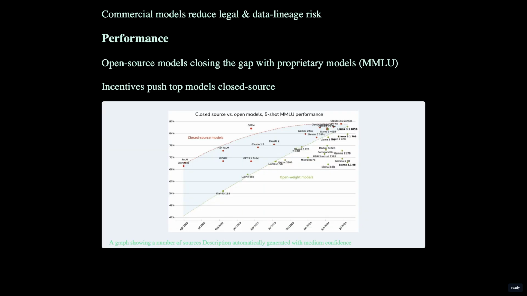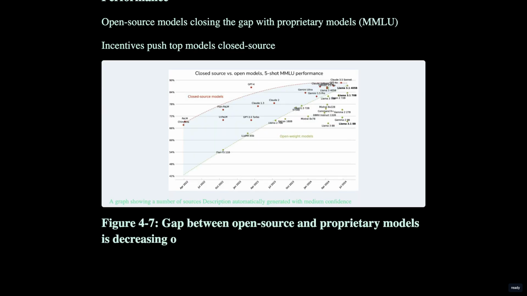This chart shows counts of sources across the plotted axis. Look for peaks that indicate dominant source counts and long tails that show rare values. The caption notes the description was auto-generated with medium confidence, so use this as a quick visual summary and verify exact values in the data if you need precision. This figure illustrates how the performance gap on the MMLU benchmark is narrowing between open source and proprietary models. We'll use it to talk about what that trend means for model accessibility and real-world adoption.